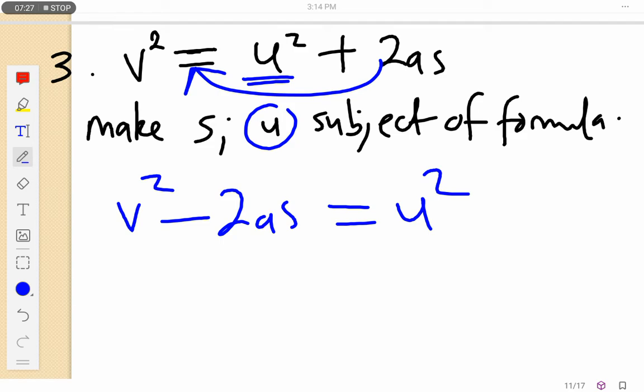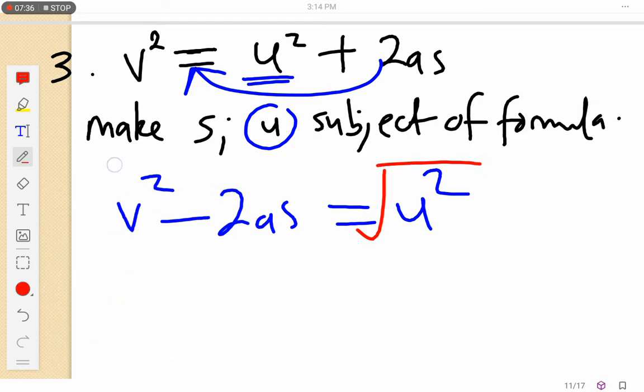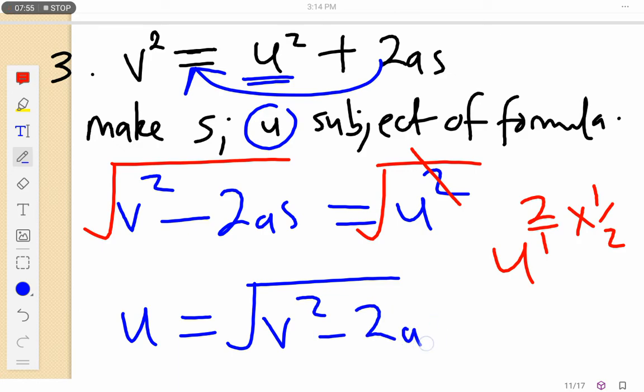Okay. To get my U, I'm going to get the square root of this. So I'm going to just say this is the square root of this, square root of this, so that these ones will cancel off each other. It's the same as what we have been doing. U to the power of 2 over 1 times 1 over 2 is this square root sign there. Okay, it's the same thing. So our U is equal to the square root of V squared minus 2AS. That's how we do it for our U.